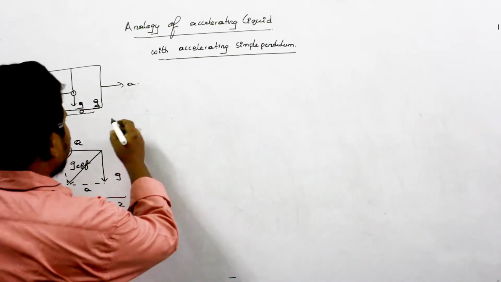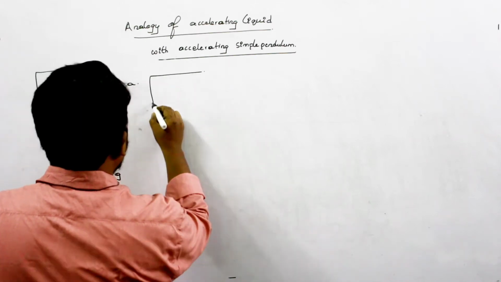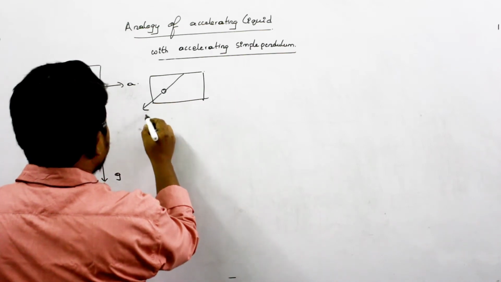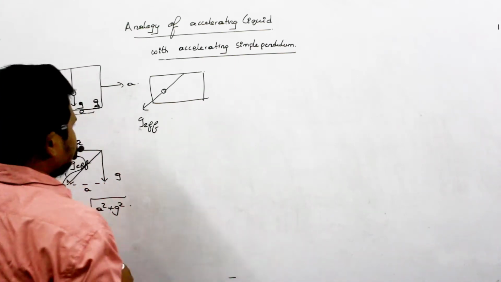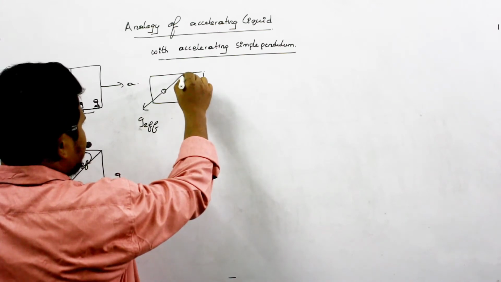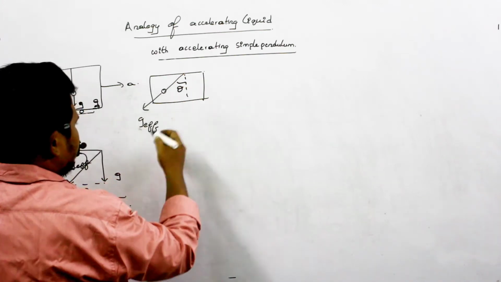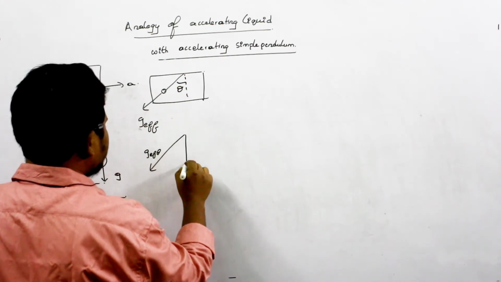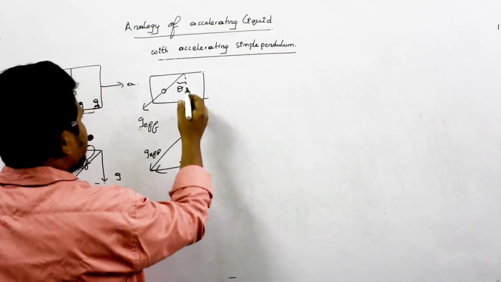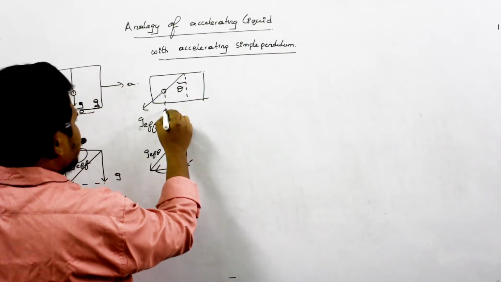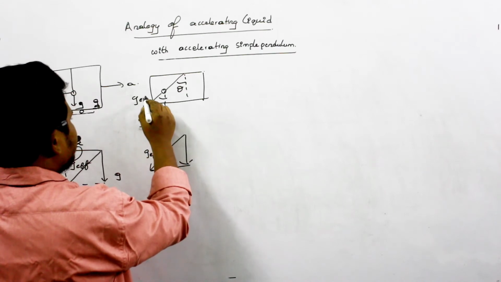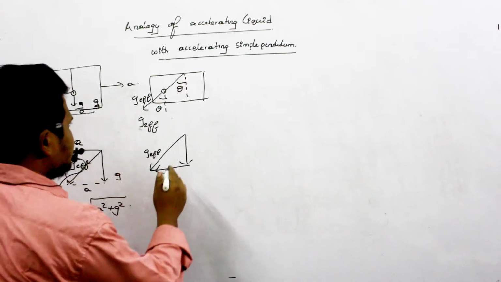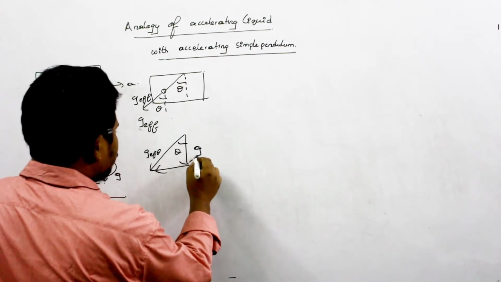So therefore what will happen? This pendulum will align itself in this direction, and this is the direction of G effective. Clear? If I take this angle to be angle theta, then how can I split this one? This G effective I can split into two components. If this is theta, definitely this angle is also theta and this is G effective, and I am trying to split this G effective into two components.